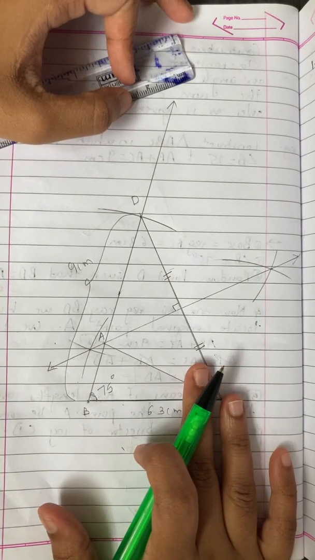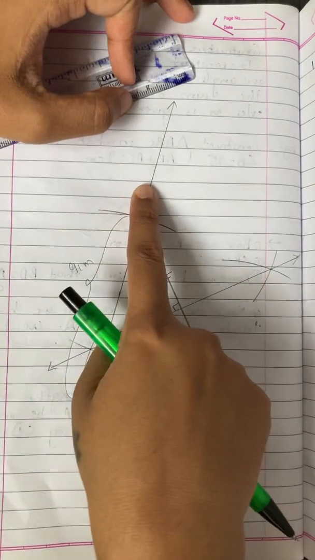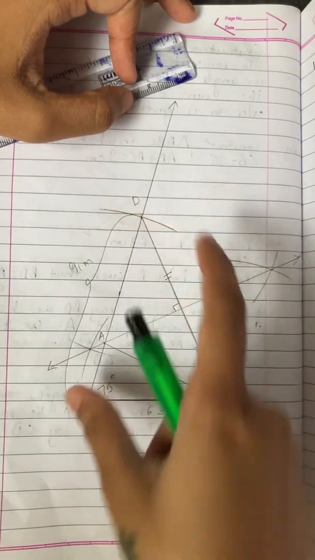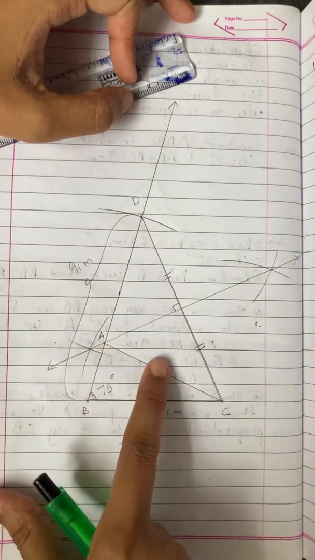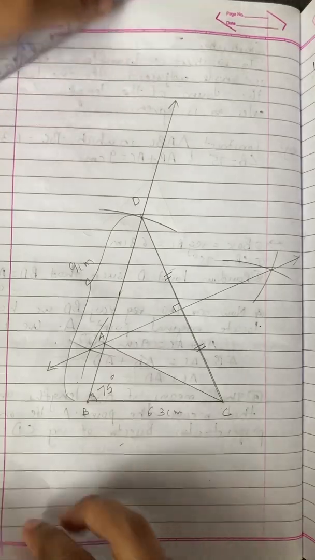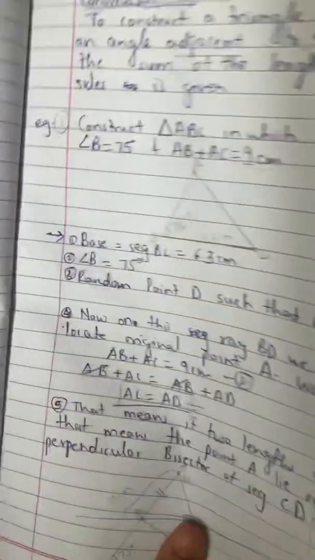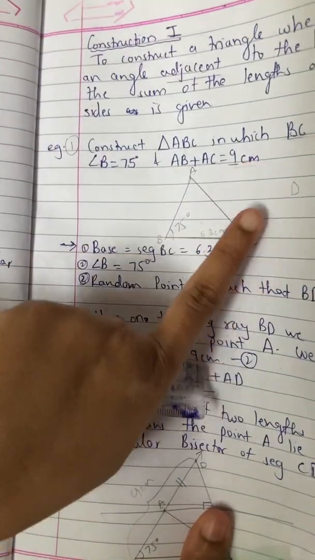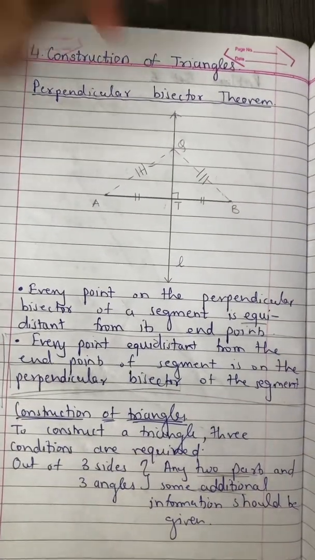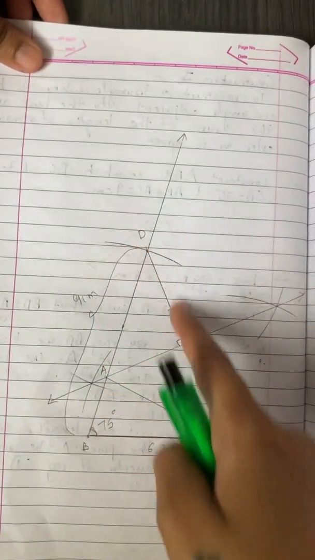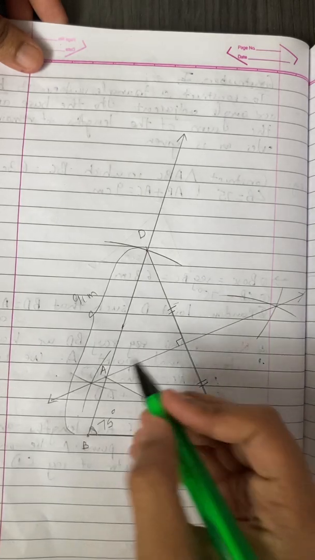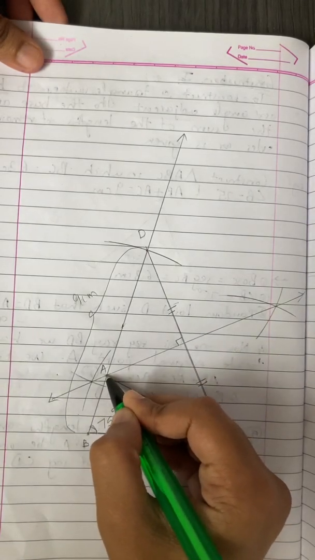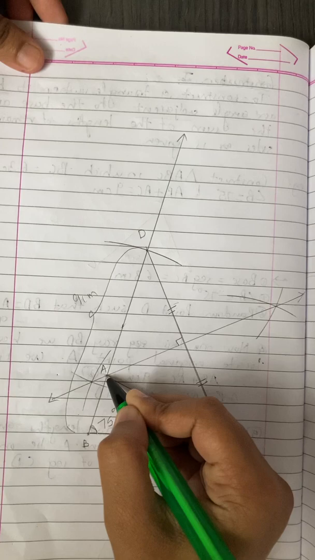In this, whenever a base and an angle are given to you, you have to take point D randomly. How many centimeters will it be? The length of the sum of two sides which is given, AB plus AC, that 9 centimeter, that much you have to take randomly. And once you locate point D, join it with the third point which is C and draw its perpendicular bisector. So the perpendicular bisector, that line will exactly cut the side of the triangle.